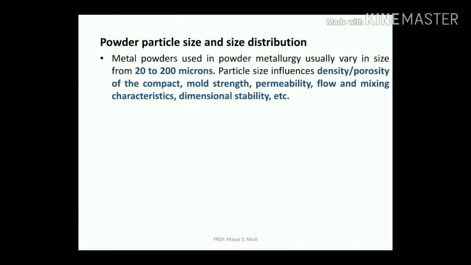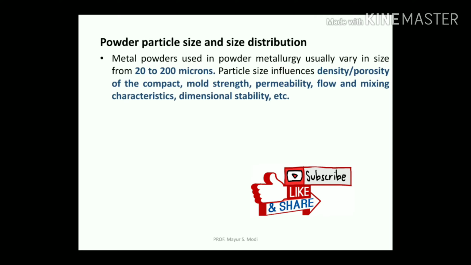Powder particle size and size distributions. Metal powders used in powder metallurgy usually vary in size from 20 to 200 microns. Particle size influences density, porosity of the compact, mold strength, permeability, flow and mixing characteristics, dimensional stability, etc.